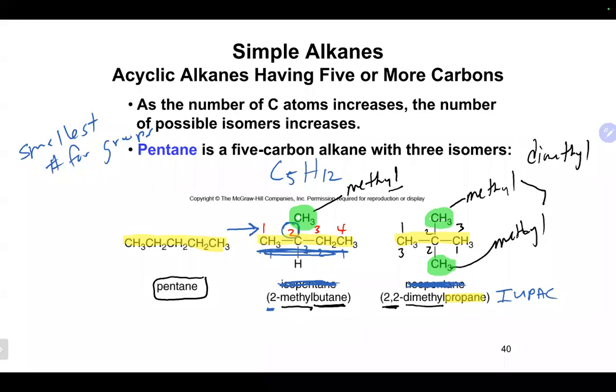And that's why it is 2, comma, 2, with the comma between 2 numbers, dash, then the number-to-letter dash, dimethyl propane. Any questions on how we got to any of those names there? Now, all these guys have 5 carbons. All these guys have 12 hydrogens. They are all isomers of each other. They are all different compounds because they have different names, and that is a good way to do it.